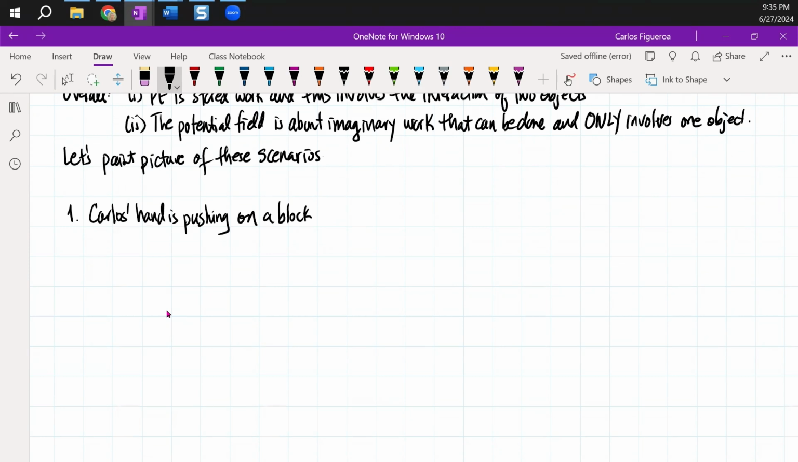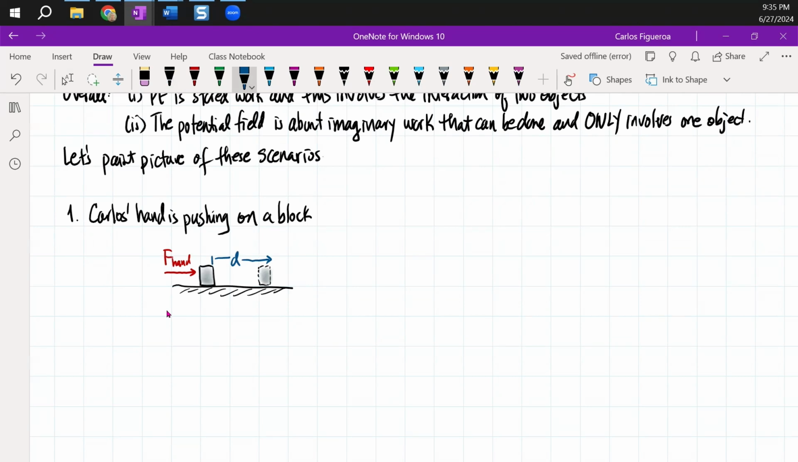So if I have a block, then we could imagine something like this here. I have a block on a surface, and my job here is to actually move it from here to there. So what I'm doing here is that I'm applying a force with my hand on the object, and then I'm going to move this thing a certain distance, let's say that amount right there.